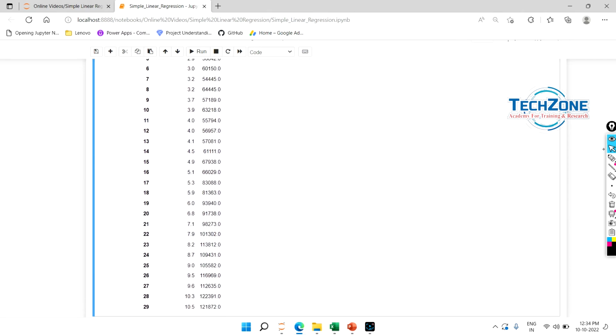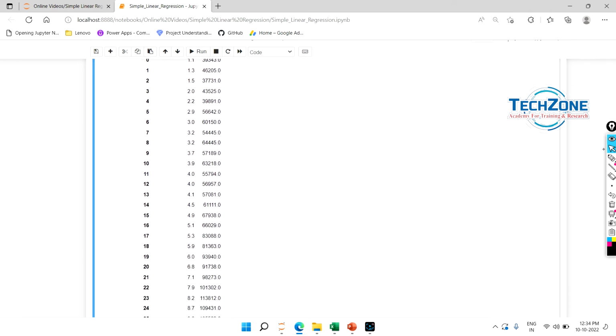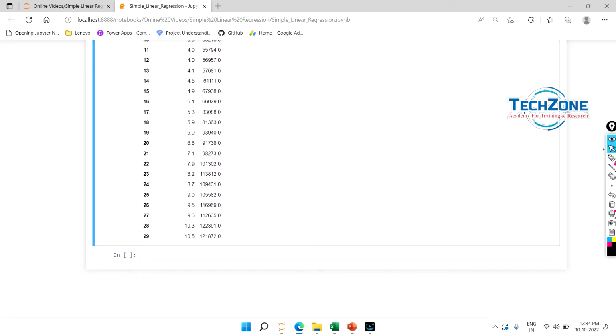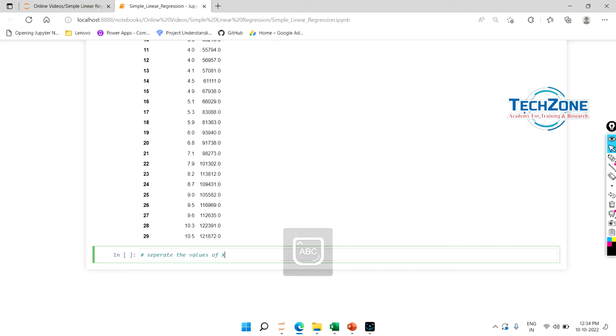So how many lines do we have? We have 30 data points. Now what we do is, we will separate the values of x and y. Let us store the values of x in X.